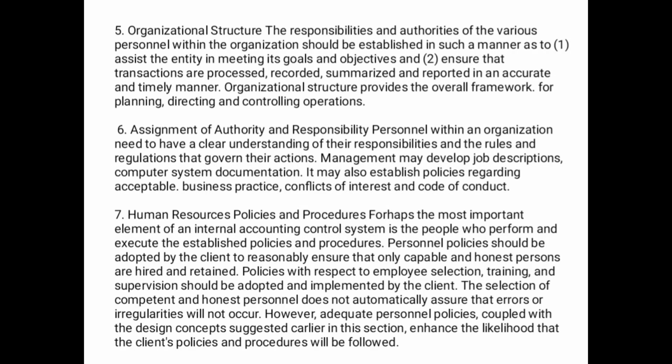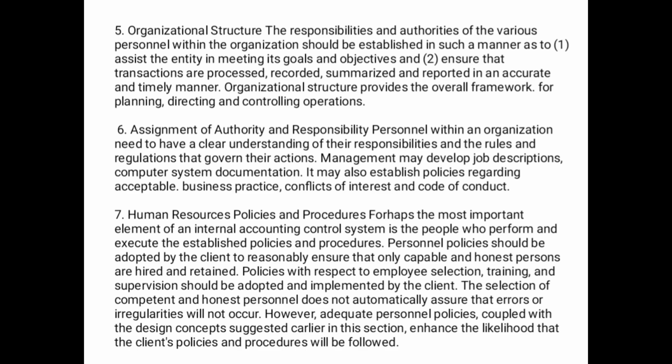5. Organizational structure. The responsibilities and authorities of the various personnel within the organization should be established in such a manner as to assist the entity in meeting its goals and objectives and ensure that transactions are processed, recorded, summarized, and reported in an accurate and timely manner. Organizational structures provide the overall framework for planning, directing, and controlling operations.